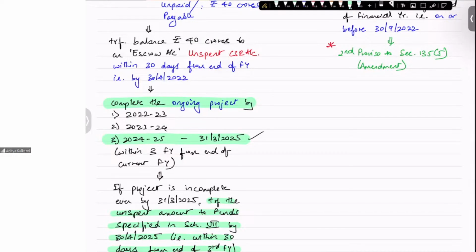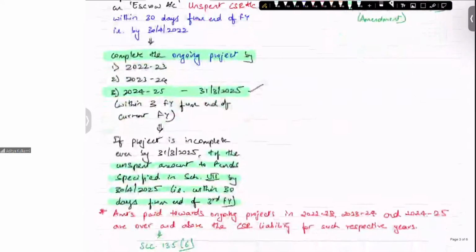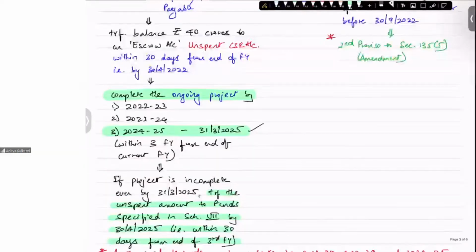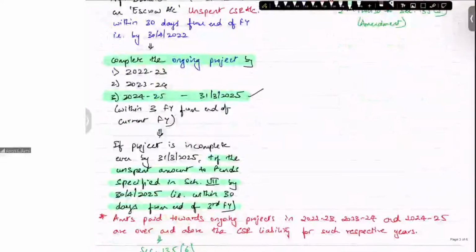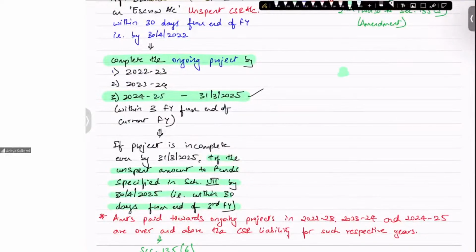So ye ho gaya mera one part of the provision. This is under 135(6). Now we come to the sentence which is written here. See, suppose I'm continuing the same example. 2021-22, you have paid 30 crores.